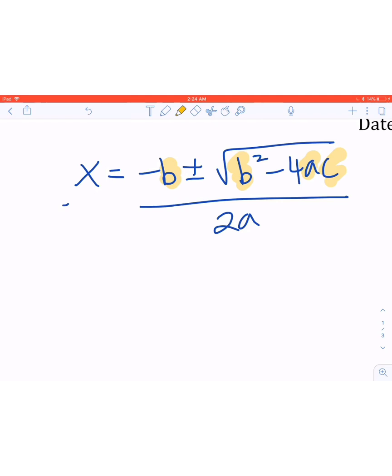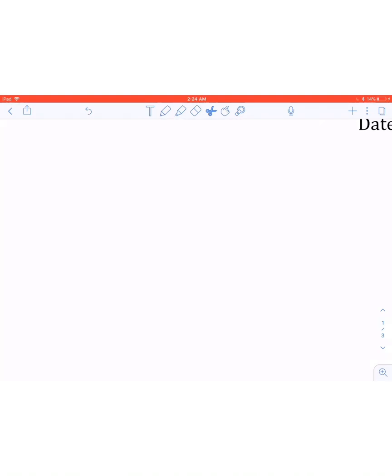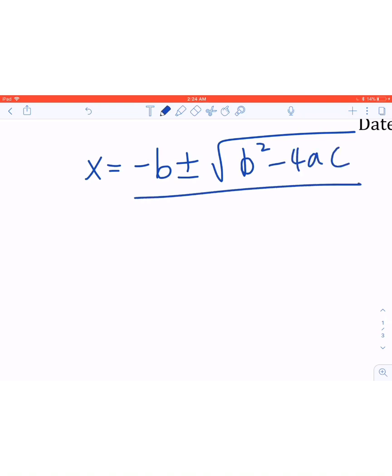We do have a song attached to this formula that will help you memorize and remember it. This song was something that I myself was taught to learn back in high school. So here you go. x is equal to negative b plus or minus square root b squared minus 4ac all over 2a. So here's how you sing the song.